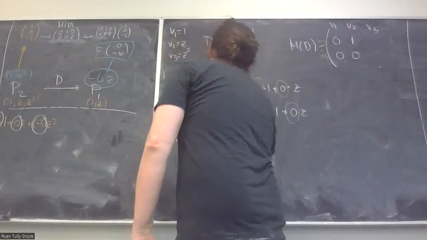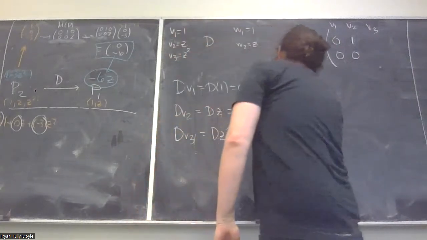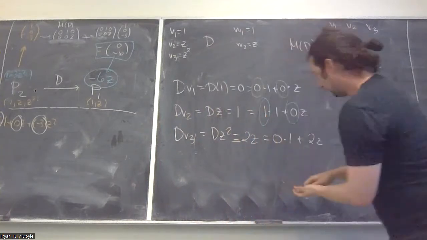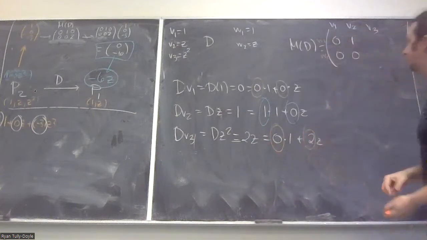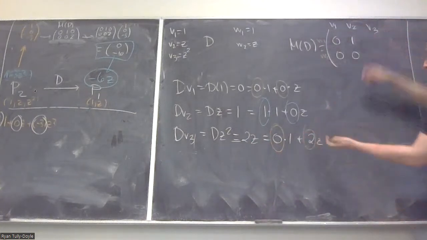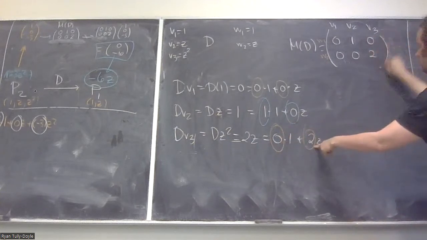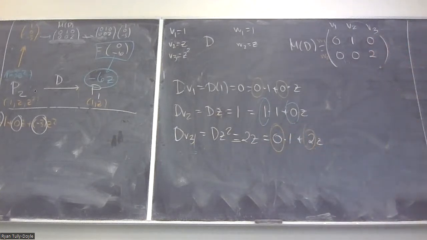E of z squared, which is 2z, which is 0 copies of 1 and 2 copies of z. And so this coefficient, that one, tells me if I put in B3, there were 0 copies of W1 and 2 copies of W2. So with respect to this basis, that's the matrix that represents the action of the function. Okay, so all we're doing here is chasing coefficients.